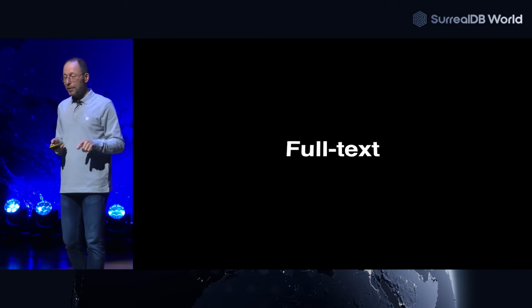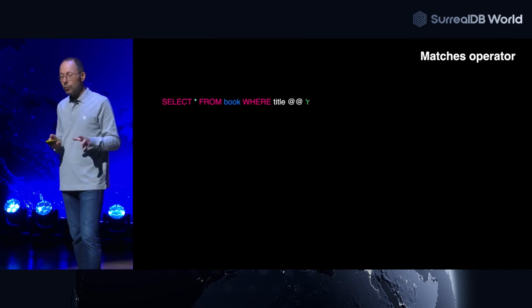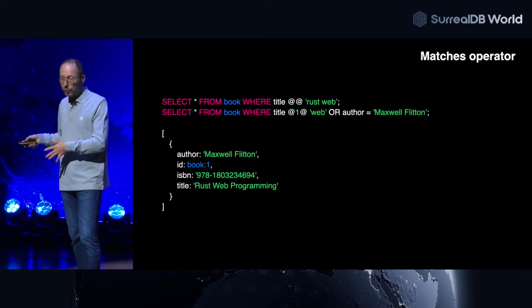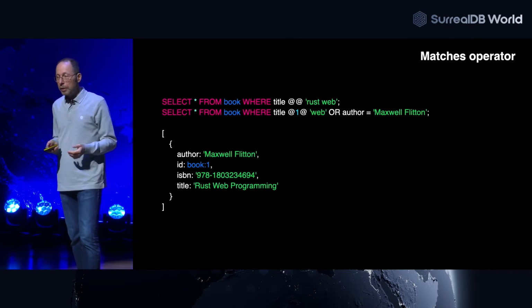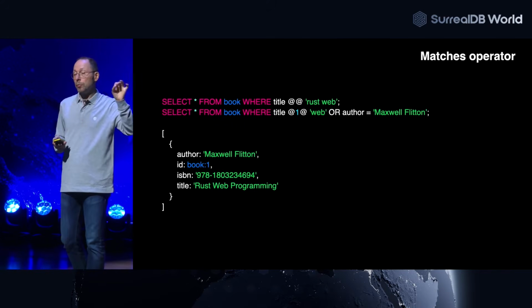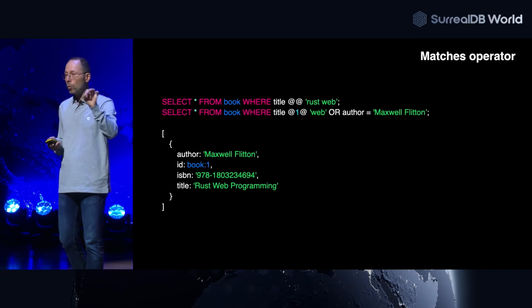Focus on full text. Creating the index is one thing, but it's not enough because we also need to retrieve the records. So for that, we have created the matches operator. It's easy. It's the at sign, right? And it's a way to say, look for the terms REST and web inside title. Difference with equal: if it were equal, then I would have to put the whole title. Here I can just use the terms. It's an AND operator in between.